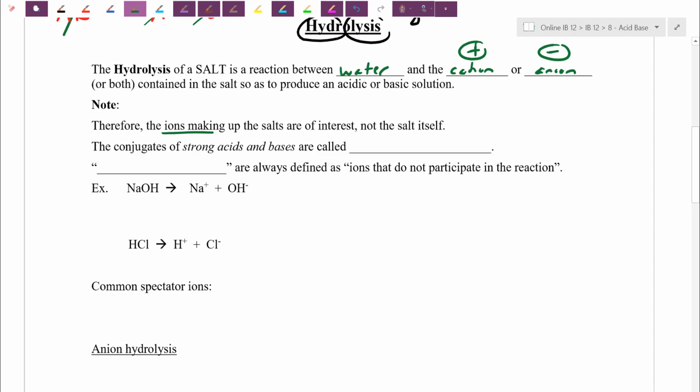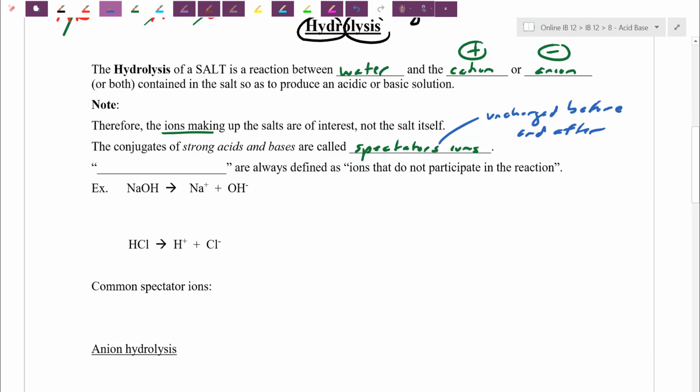The conjugates of strong acids and strong bases are referred to as spectator ions. We did see these spectator ions a little bit with the net ionic stuff in our Ksp section, but basically spectators, like spectators at a hockey game, are unchanged before and after. They look identical when they're on the reactant side or on the product side.